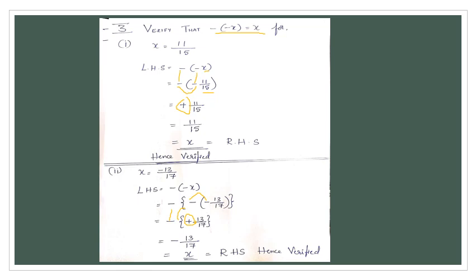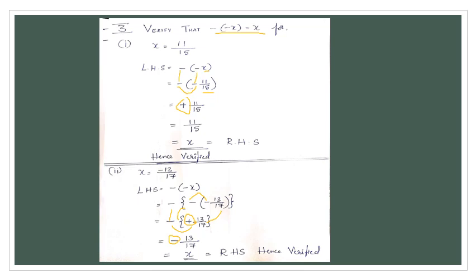Then write down the 13 by 17 as it is. Now children, we got the simplified form of the above step as minus into plus 13 by 17. Now multiply the minus into plus. Minus into plus is minus. Write down the 13 by 17 as it is.